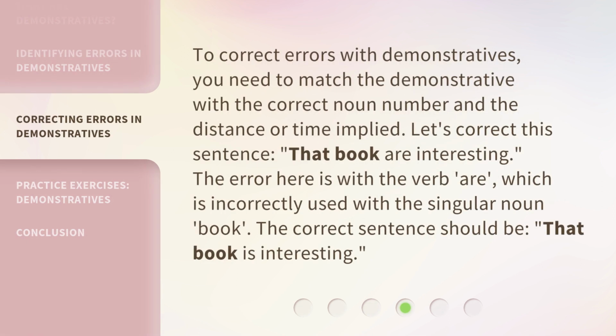To correct errors with demonstratives, you need to match the demonstrative with the correct noun number and the distance or time implied. Let's correct this sentence: "That book are interesting." The error here is with the verb are, which is incorrectly used with the singular noun, book. The correct sentence should be, "That book is interesting."